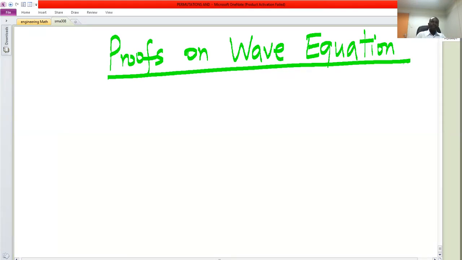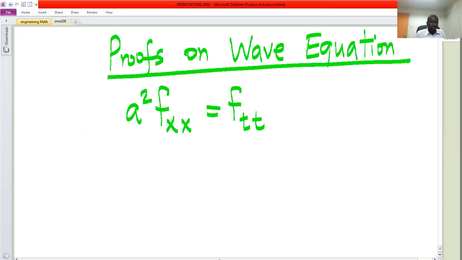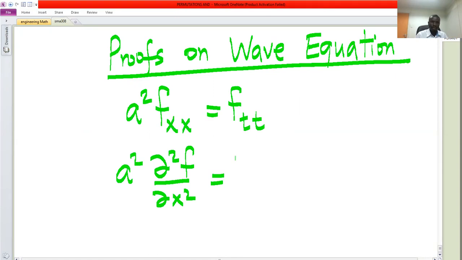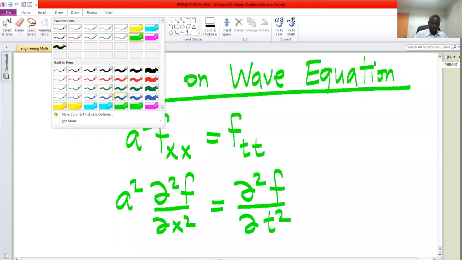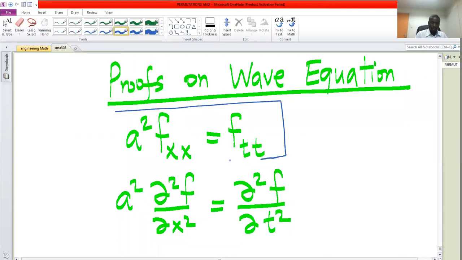So remember, the wave equation is an equation given by a squared f_xx equals f_tt. That's to say that a squared partial squared f partial x squared is the same as partial squared f partial t squared. So we are trying to prove this equation, whereby the function f is in terms of x and t.